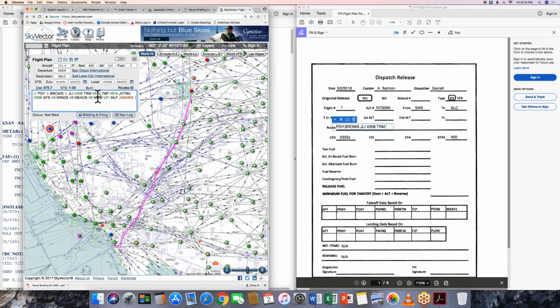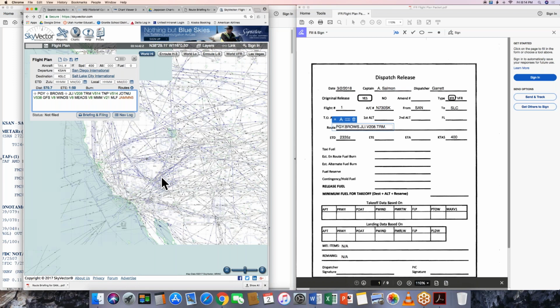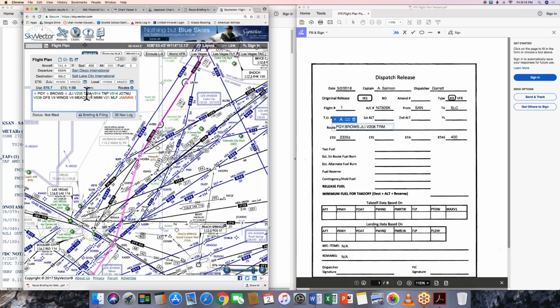So here's something that I'm realizing. So this is our flight plan, right?